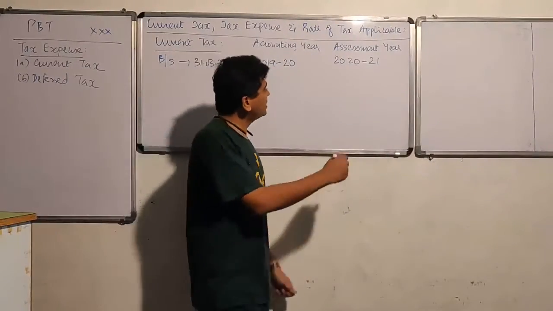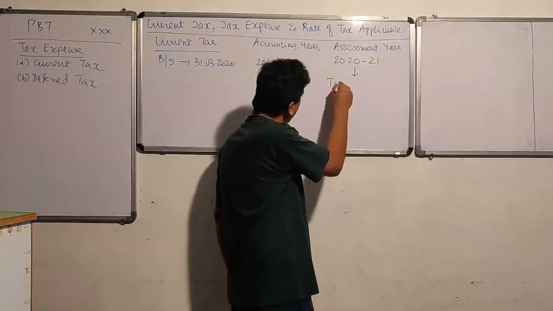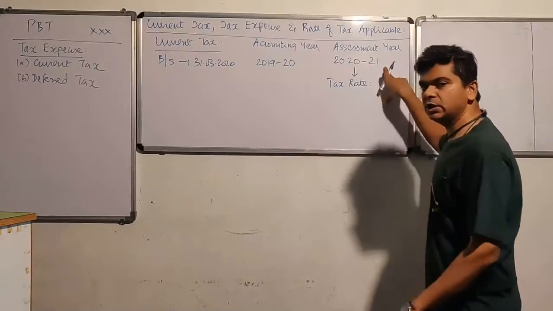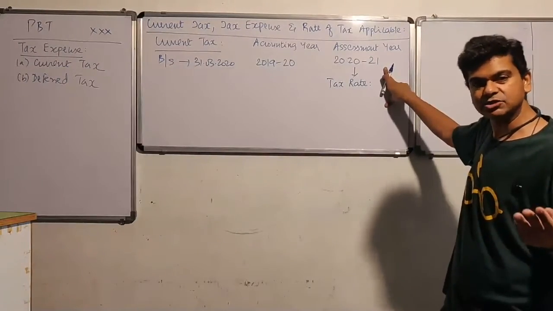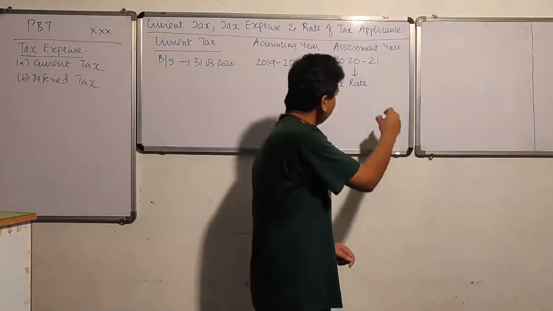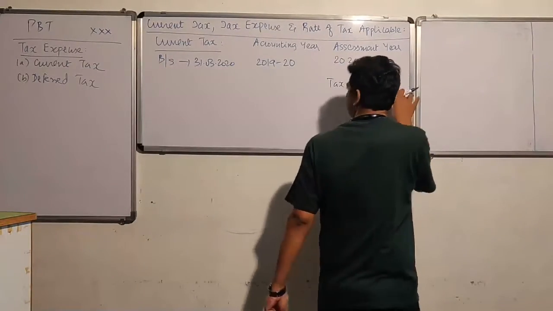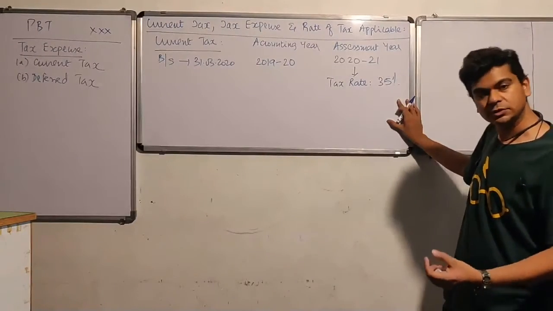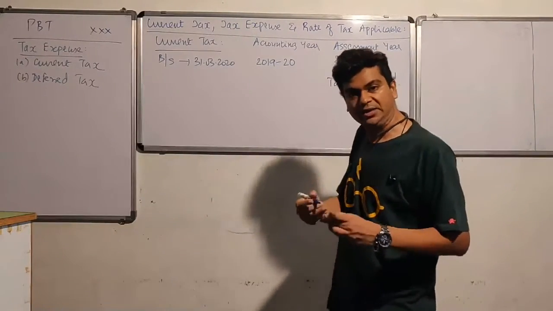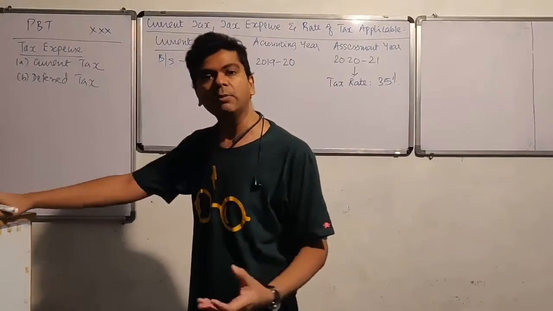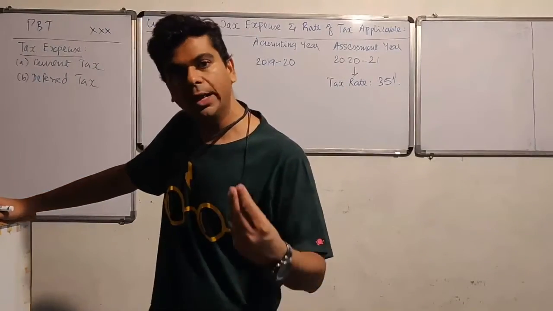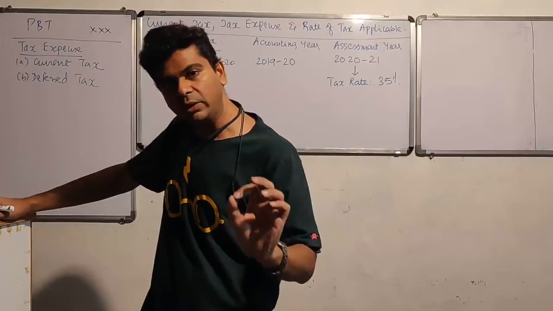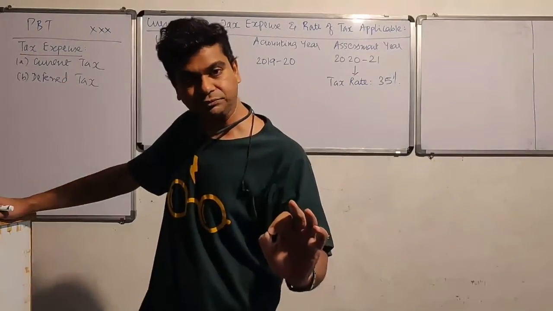To find out what is the amount of tax payable, I will require the tax rate. So just ask yourself that for the assessment year 2020-21, what is the tax rate? Let us assume for simplicity that the tax rate is 35%. So whatever is your taxable income, multiply that by 35%. Whatever figure you are getting, that is nothing but the provision for tax. That provision for tax is nothing but the current tax. And it is this current tax that will be reported in the statement of profit and loss.